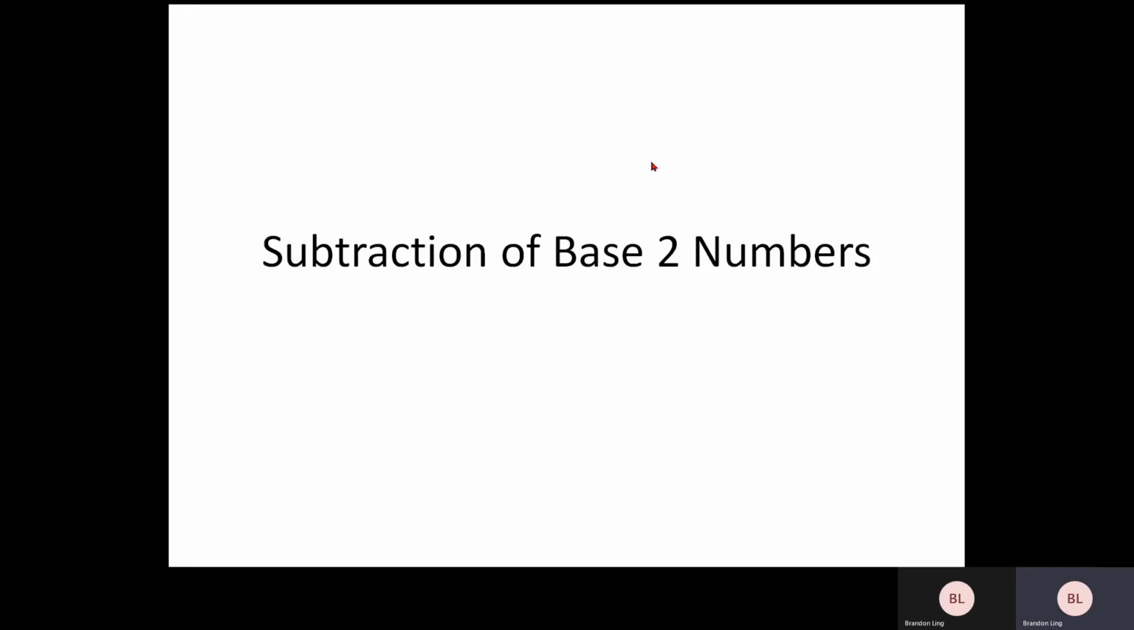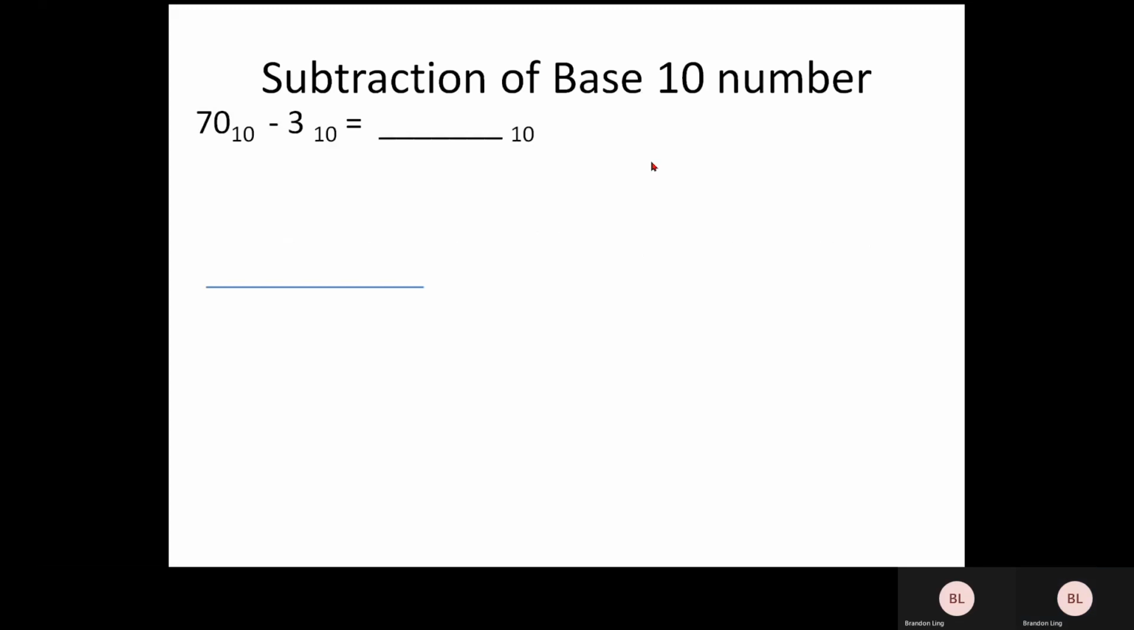The next one is subtraction of base 2 numbers. Here we have 70 minus 3 in base 10. Here we know that 0, you can't minus by 3. So you are borrowing 10 from the 7 here. This 7 becomes a 6 and your 0 becomes a 10. You get 10 minus 3, which is 7, followed by the number 6 here. So the answer will be 67 in base 10.